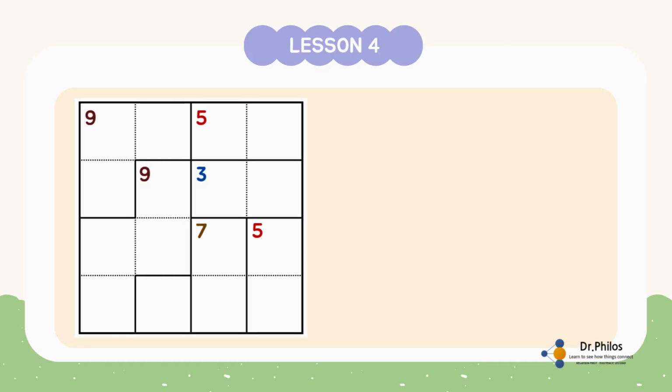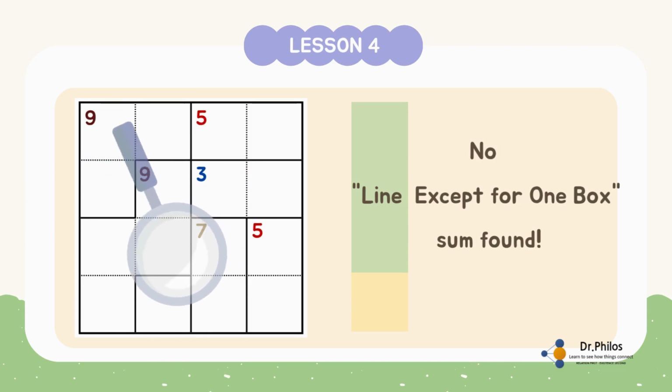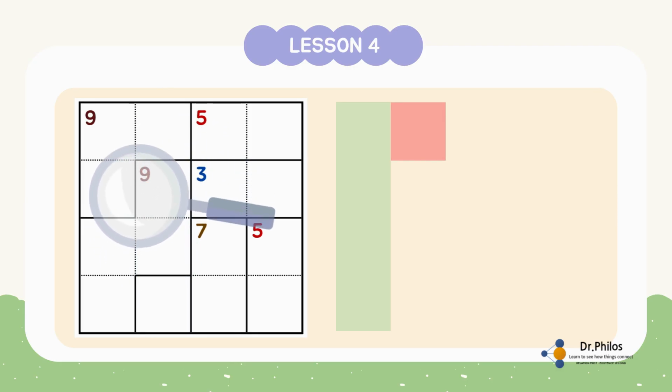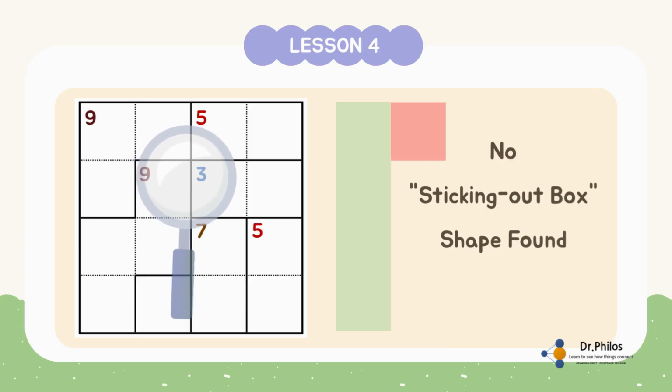Which box can we figure out first? It's hard? I looked to see if there's a place where they gave the sum of a line except for one box. I can't see any place like that. What's next? I'm trying to find a block shape where one box is sticking out from a line. Did you find one? If there's one more box attached to a line, it's 5 boxes, but there is no 5-box block.